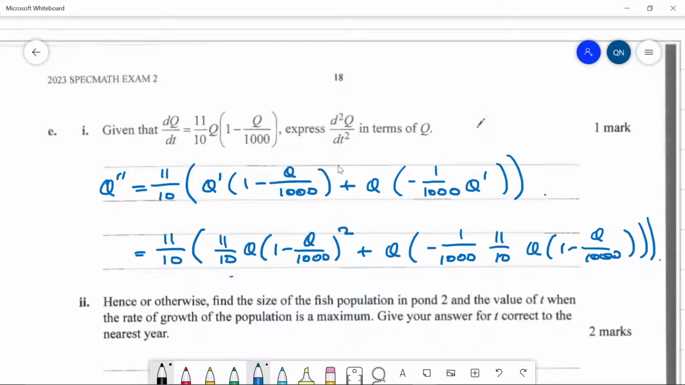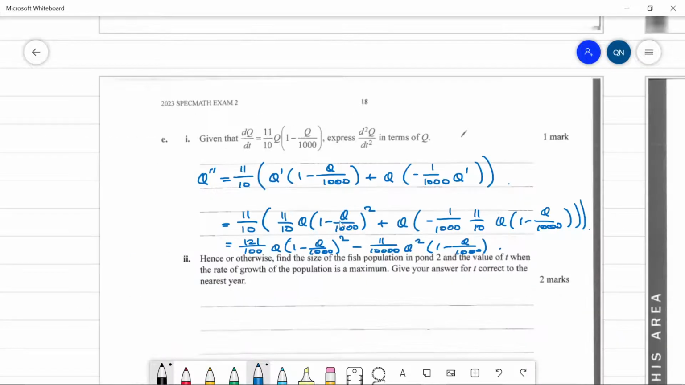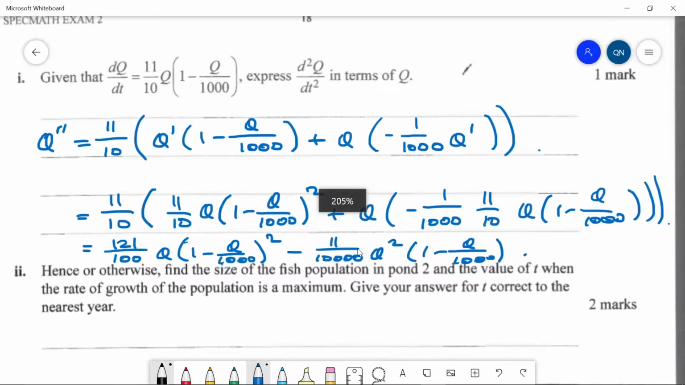Can we simplify this? Probably. So this is equal to 121 over 100 times the Q times 1 minus Q on 1000 squared, and then plus, or actually negative now. So negative, we have 11 over 10,000, and then we have a Q squared, 1 minus Q on 1000. All right, should be it. Actually, we need to multiply in by an extra 11 on 10. Right, so this should be 100,000 and 121 instead. And that should be right.